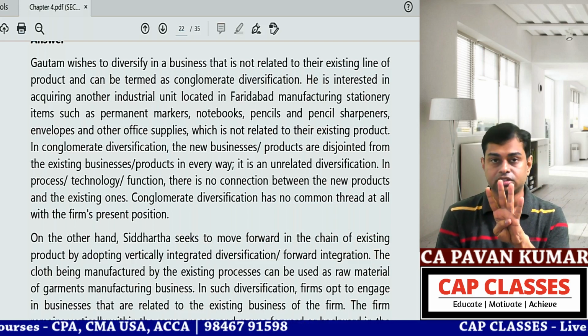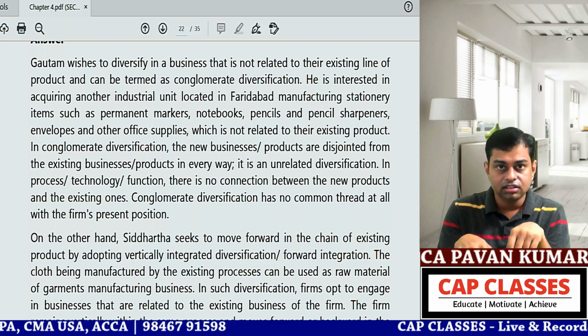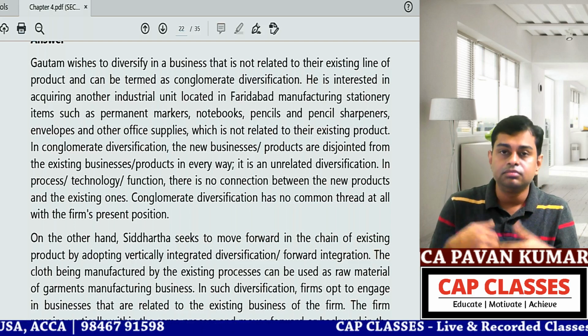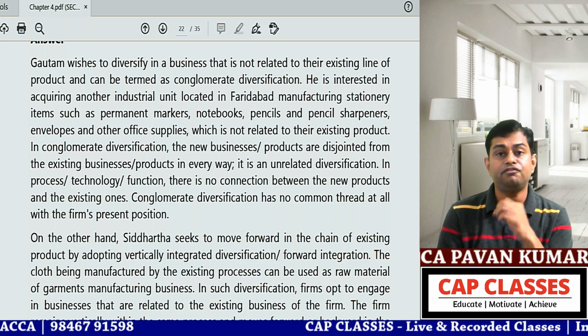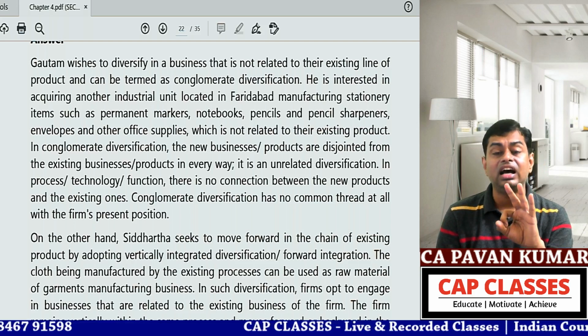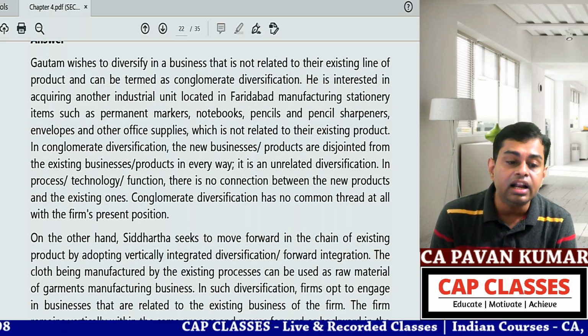Diversifications are of four types. What is this? Vertical. What is this? Horizontal. What is the third one? Concentric. What is the fourth one? Conglomerate. First three, that means vertical, horizontal, concentric, are related diversifications. Fourth one, conglomerate, is unrelated diversification.